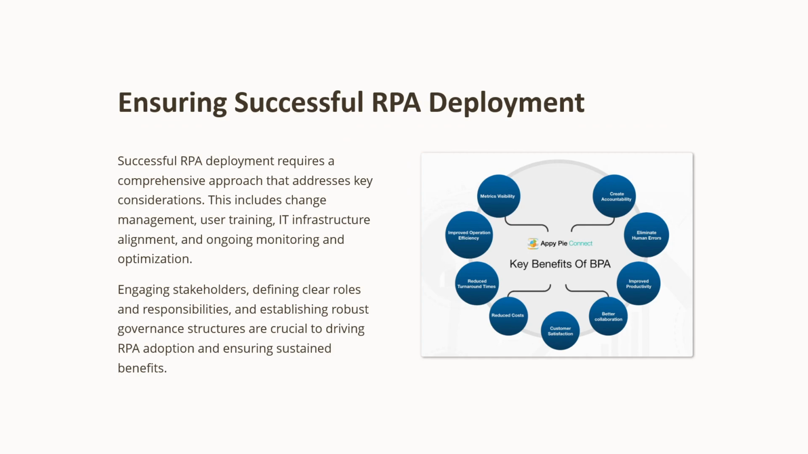Ensuring successful RPA deployment. Successful RPA deployment requires a comprehensive approach that addresses key considerations. This includes change management, user training, IT infrastructure alignment, and ongoing monitoring and optimization. Engaging stakeholders, defining clear roles and responsibilities, and establishing robust governance structures are crucial to driving RPA adoption and ensuring sustained benefits. So, what are the key benefits of RPA?